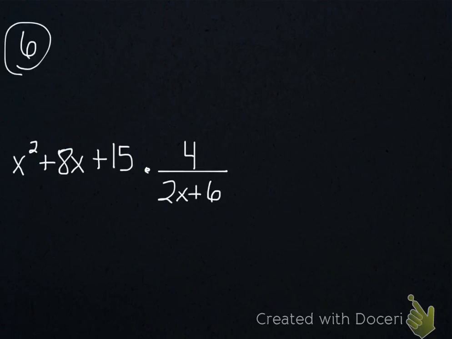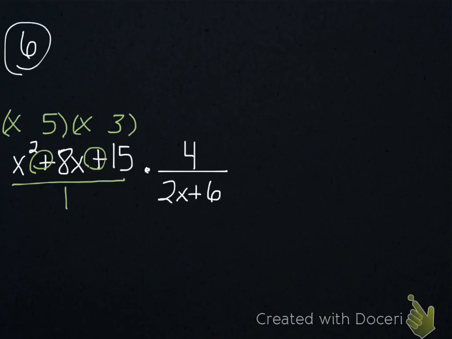Number 6. The first thing I notice is that the first term doesn't have a denominator. Just to make sure I don't mix it up, let's put it over 1. Now let's factor it. X squared, 8x, and 15. I need two numbers to multiply to give me 15. That's 5 times 3. Now because we're adding them, they have to both have the same sign as the middle. Plus and plus.